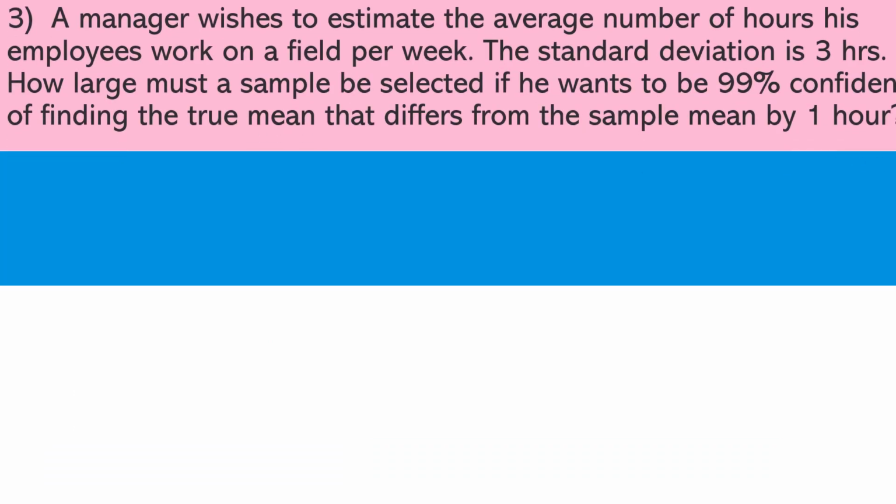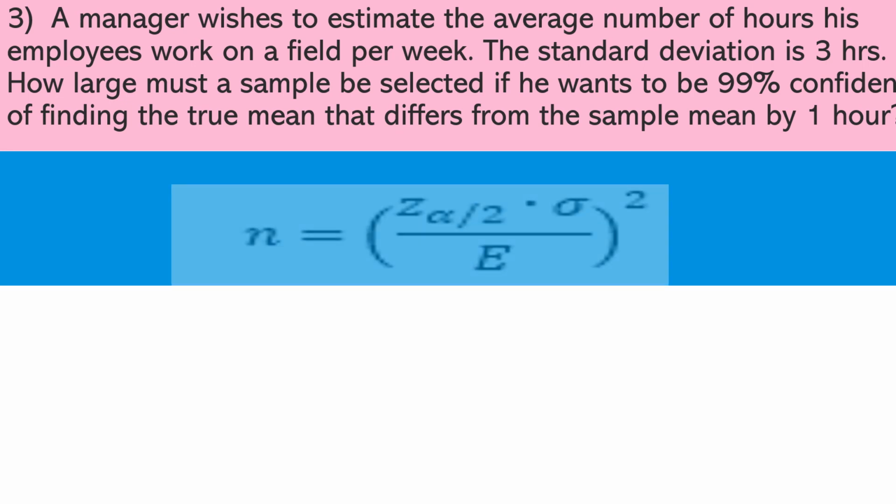Okay, let us try our next example. A manager wishes to estimate the average number of hours his employees work on a field per week. The standard deviation is 3 hours. How large must a sample be selected if he wants to be 99% confidence level of finding the true mean that differs from the sample mean by 1 hour?